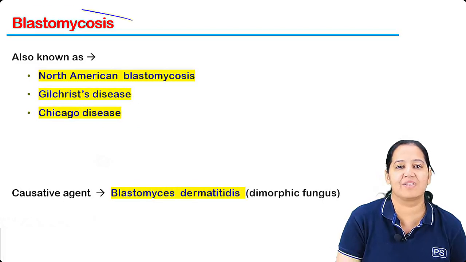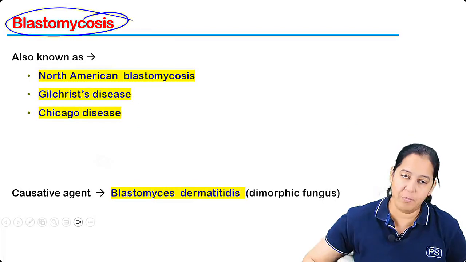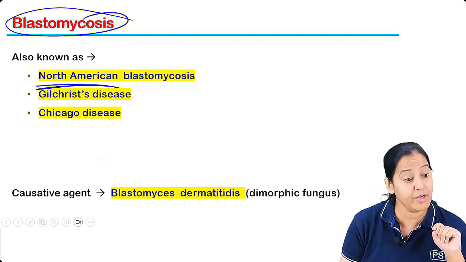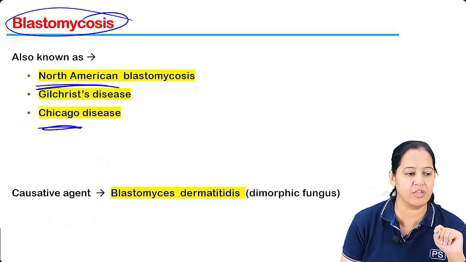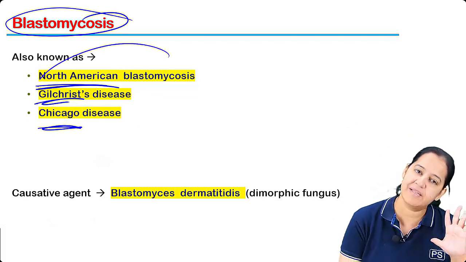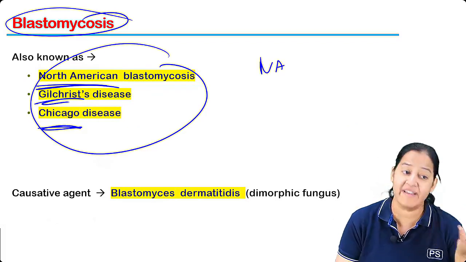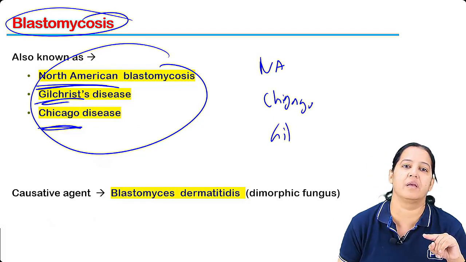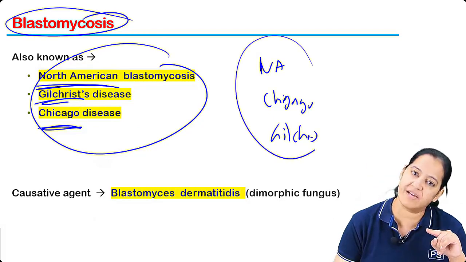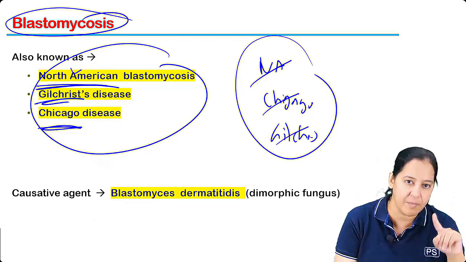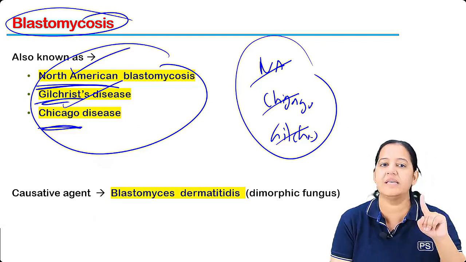The next is blasto. Learn the other names of the blasto. Blasto occurs only in North America, nowhere else in the world. You know, Chicago is in North America. And Gilchrist is also in North America. So please learn the three names. North America mein hi Chicago and Gilchrist hai. So it is known as North American blastomycosis, Chicago disease and Gilchrist disease.